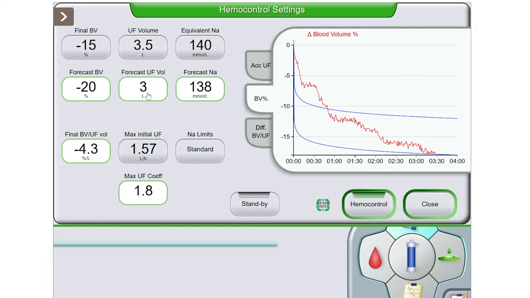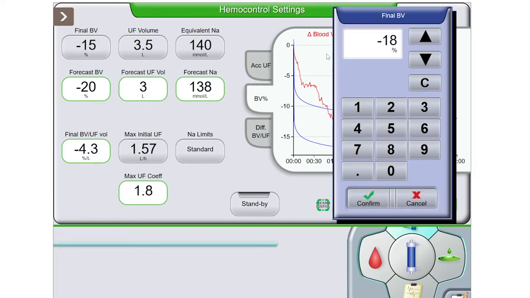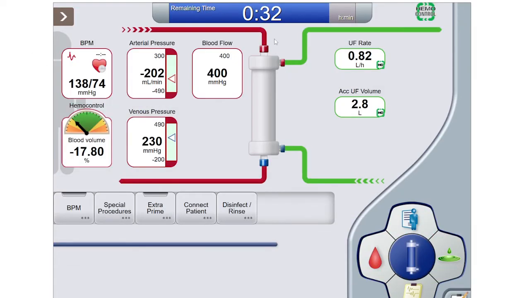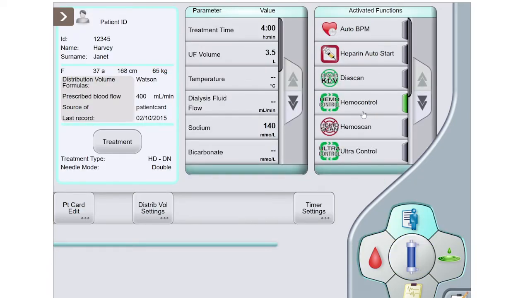I would prefer that closer to the end of treatment our forecast value is much more reflective of this, or if it's not, because the patient's condition has declined, that we would adjust the UF volume to be more realistic. So again, it's asking us to adjust the final blood volume because you can see that we've hit the bottom of our parameters. So again, I would suggest lowering this by typically around 3 points. In this case, that's what they're doing, going from minus 15 down to a minus 18. Now I'm not going to confirm that just yet because as I do, it's going to reactivate our timer and then the scenario is going to complete.